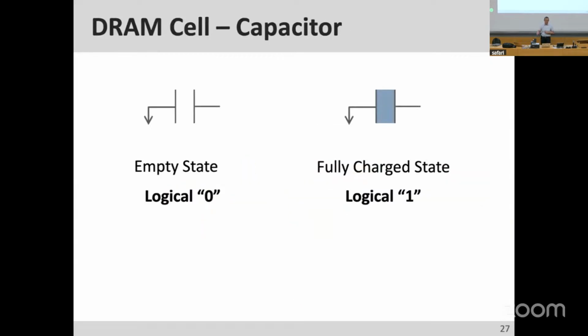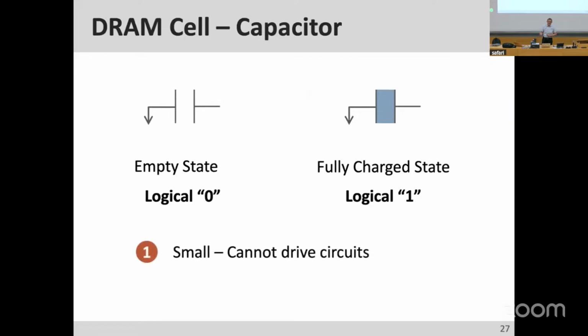Remember, a DRAM cell is a capacitor. We store charge in a capacitor. And a DRAM cell has 2 stable states. One is the empty state, meaning there's no charge in the capacitor. Let's call this logical 0. And the other is the fully charged state, meaning there's full charge in the capacitor. Let's call this logical 1. Now we're going to see how we sense these states.